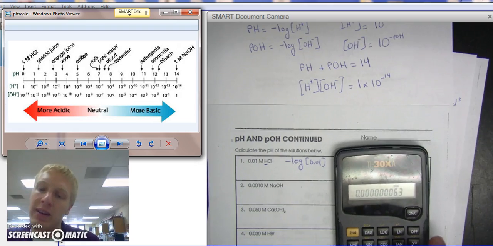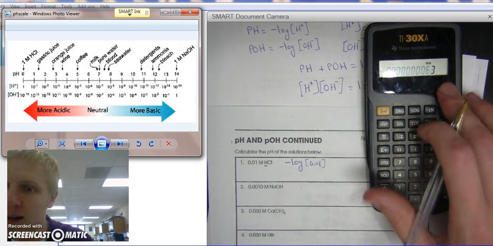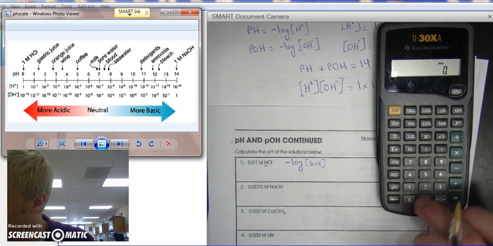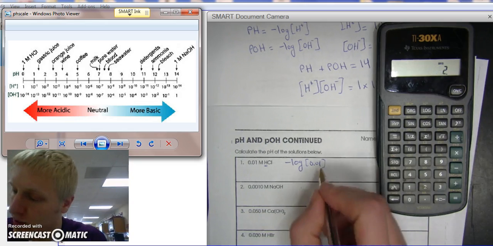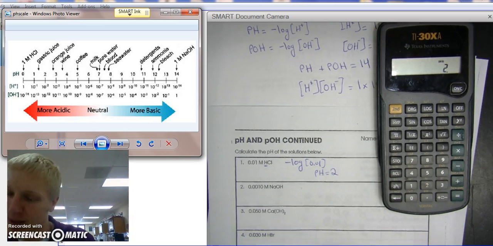So if you have a graphing calculator, it's a lot easier. You can just plug it in like it is written. But if you have a cheap one like me, again, you've got to do everything backwards. So I'm going to type in 0.01 log minus, and that's 2. So I have a pH of 2, and I'm done.